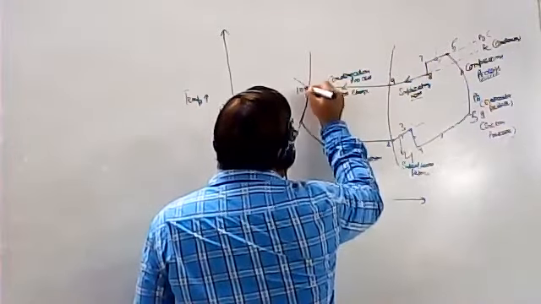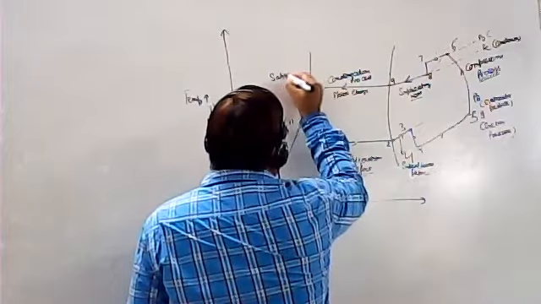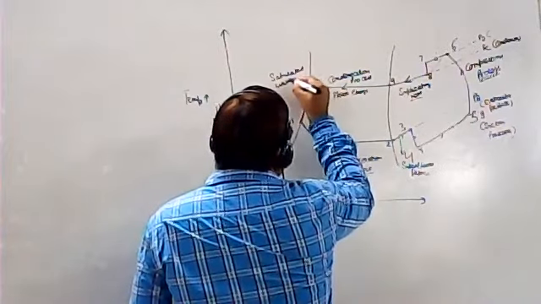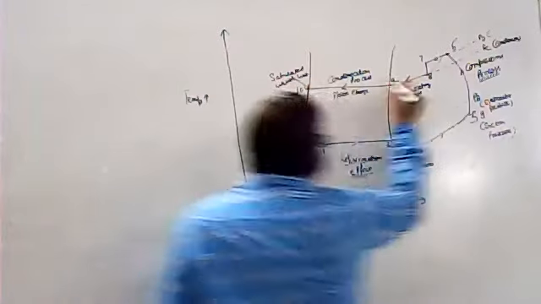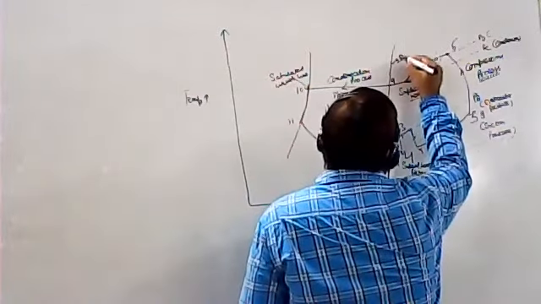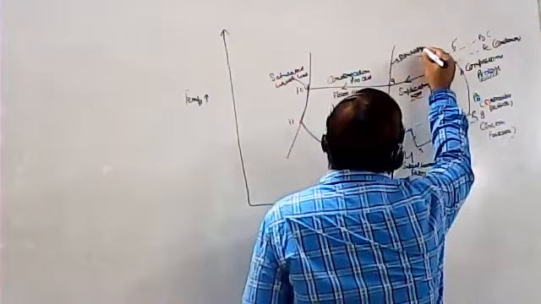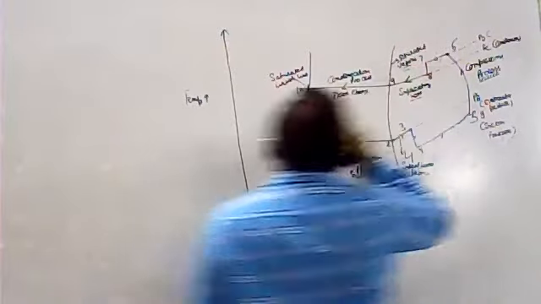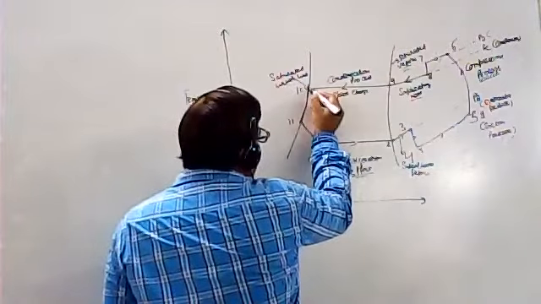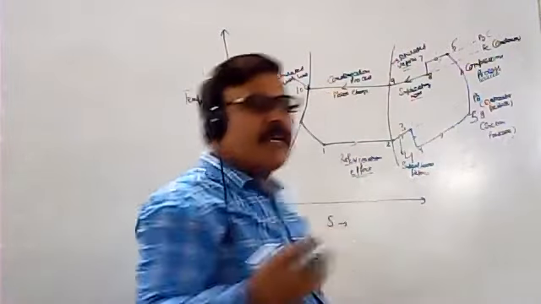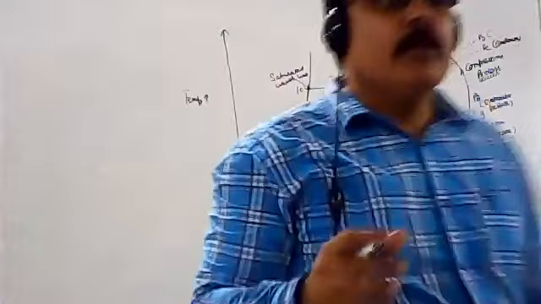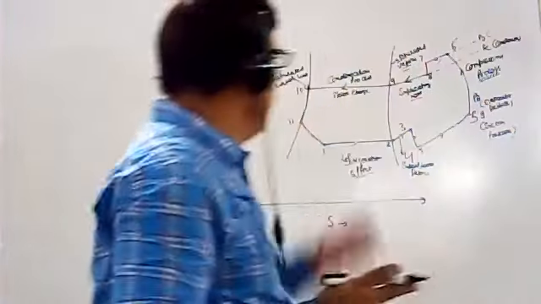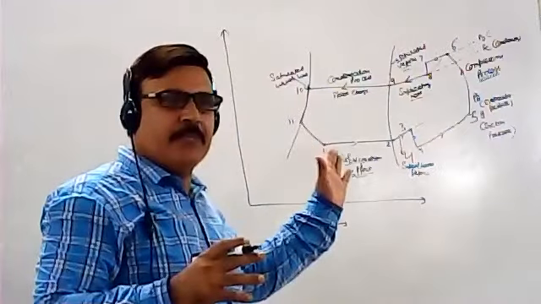This is your saturated liquid line, and this is your saturated vapor line. On this line, all your refrigerant is converted into liquid form. So there will be a phase change from 9 to 10 in this process.